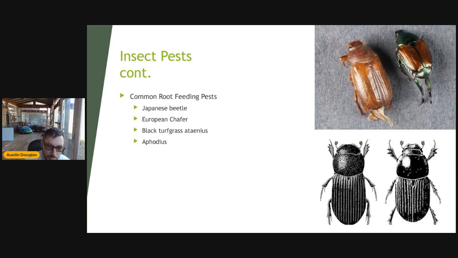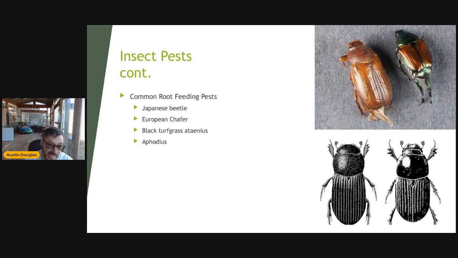And then we have the black turfgrass ataenius and Aphodius. Those two black beetles down there are side by side. They look very, very similar. The main difference that I see on these is the legs. The legs look a little bit different. The Aphodius looks like it has a little bit more of a hairy leg compared to the black turfgrass ataenius.